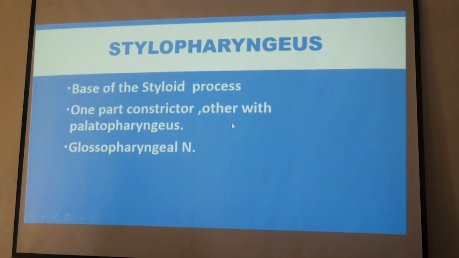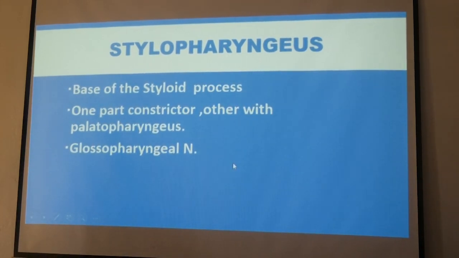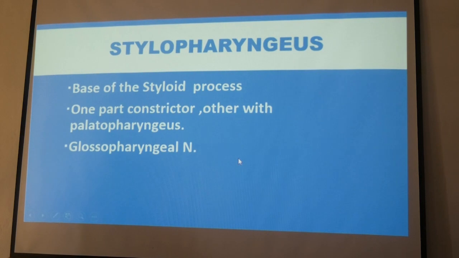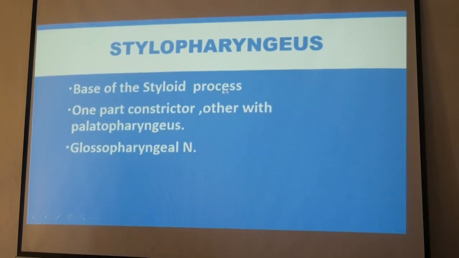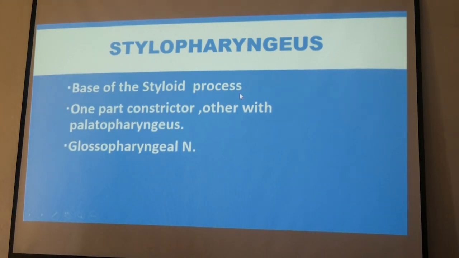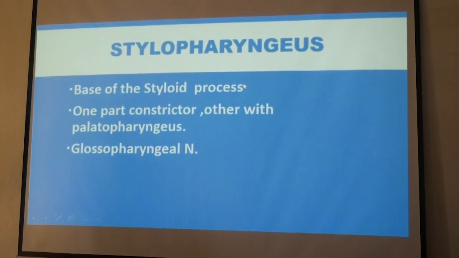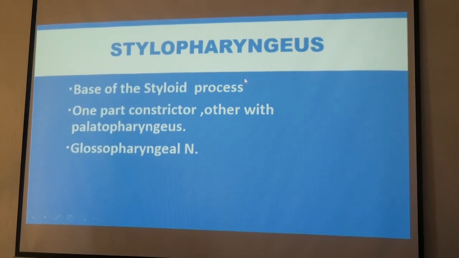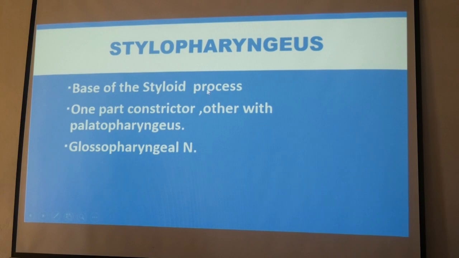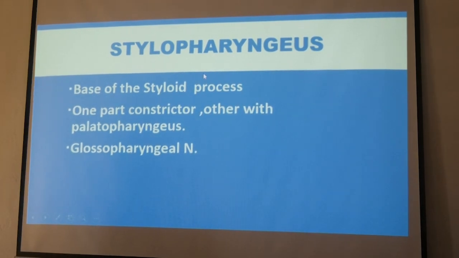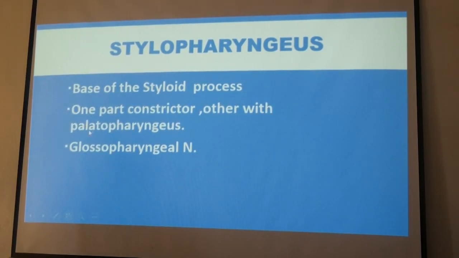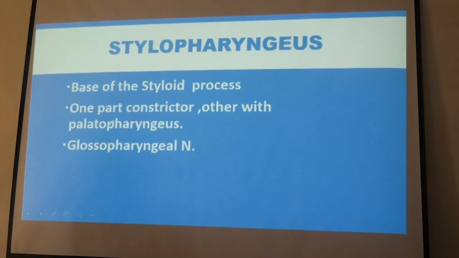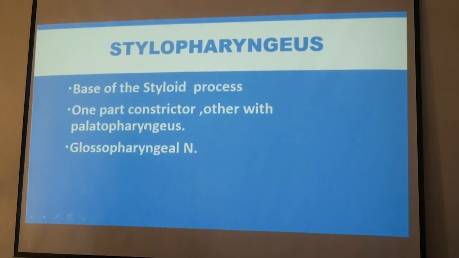Now, the first muscle is stylopharyngeus. Which type of muscle is it? It would be a longitudinal muscle. It runs from the styloid process and inserts into the middle constrictor, blending with one part of the constrictor. It is supplied by the glossopharyngeal nerve.